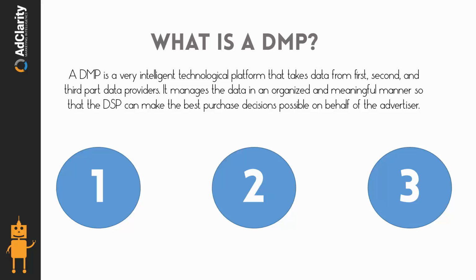So a DMP is a very, very intelligent technological platform that takes data from first, second, and third party data providers. And it manages the data in an organized and meaningful manner so that the DSP can make the best purchase decisions possible on behalf of the advertiser. So let's talk about the data.